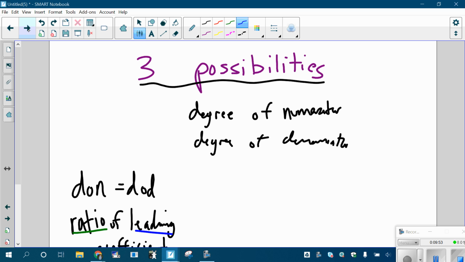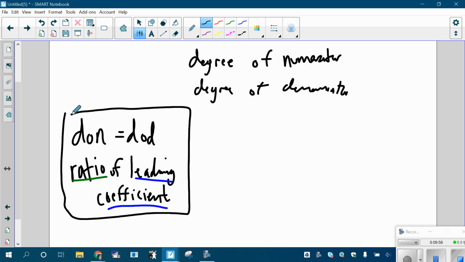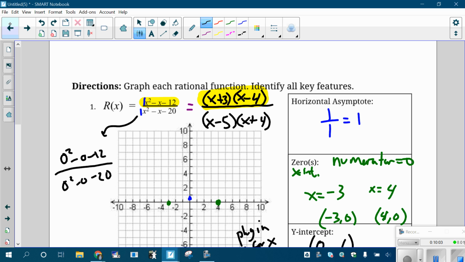So if the degree of the numerator equals the degree of the denominator, you look at the ratio of the leading coefficients. Okay? We'll talk about the other situations in a second here. So in this case, the degree of the numerator does equal the degree of the denominator. So our horizontal asymptote's 1. We should write it as y equals 1. Okay. And we should drop a horizontal line at y equals 1.